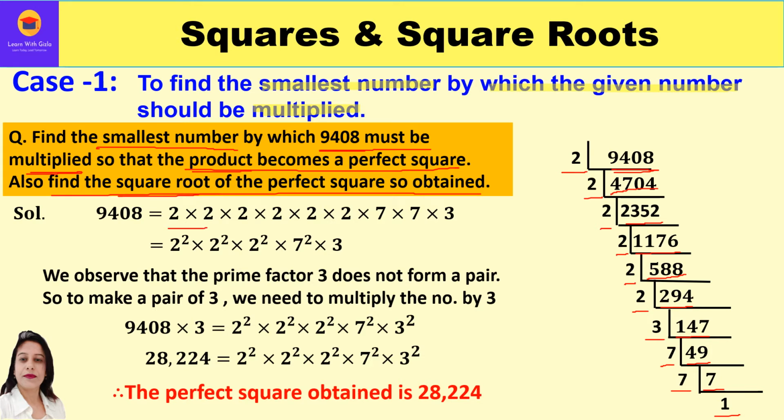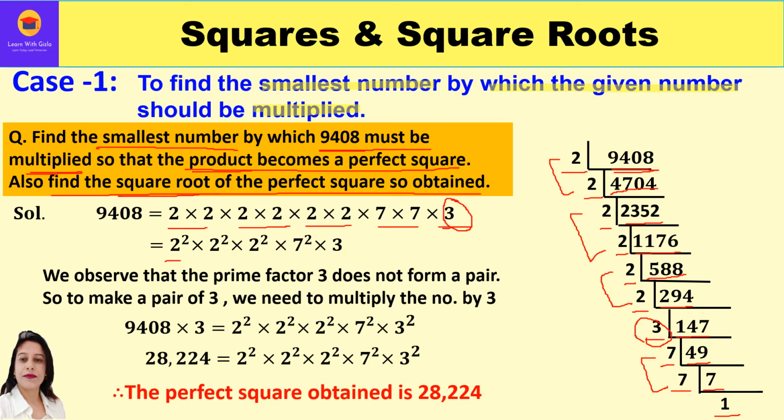2 into 2. Further 2 into 2. 2 into 2. Then 7 into 7, and then 3. If you observe over here, we can group all these factors into pairs, and the only factor which is left ungrouped will be 3. So 3 is the factor which is left ungrouped.